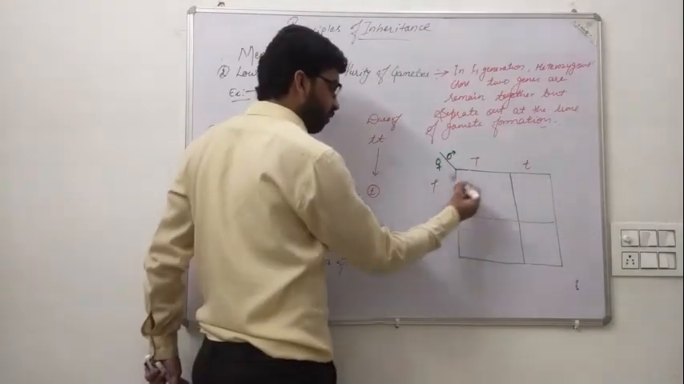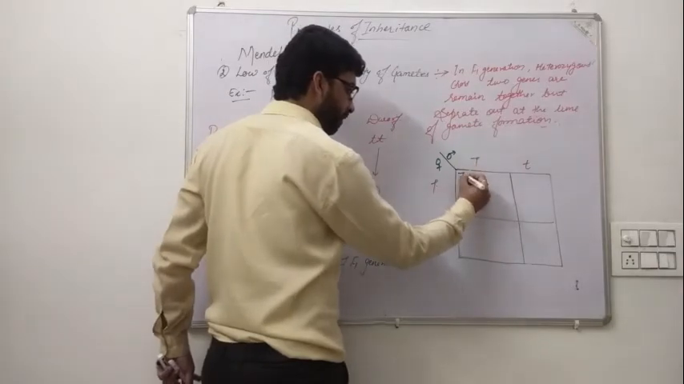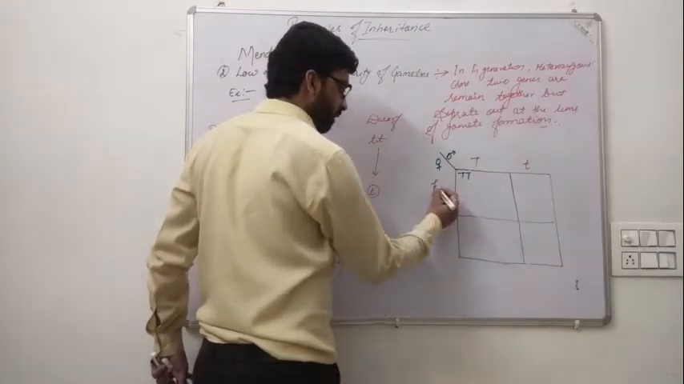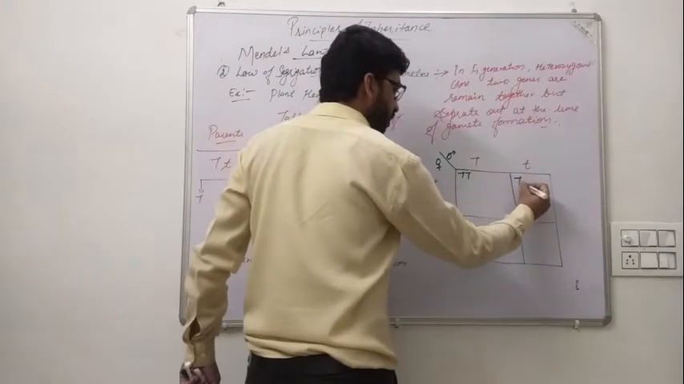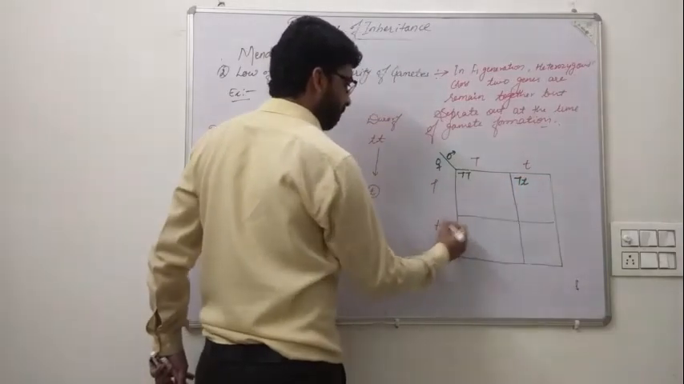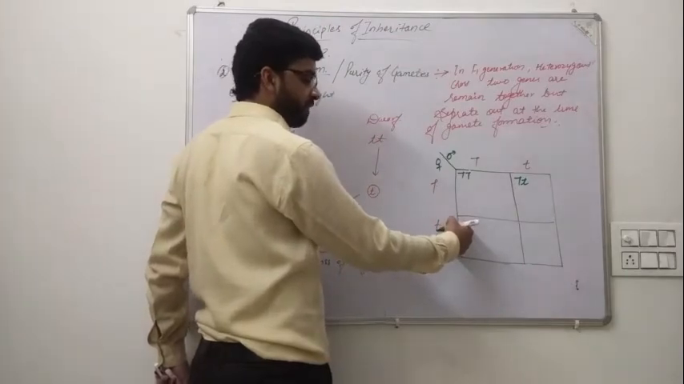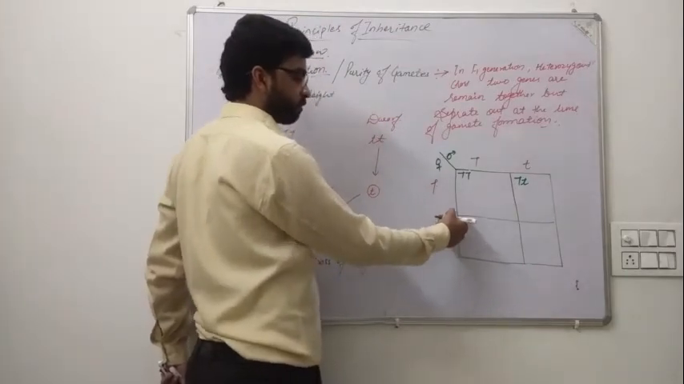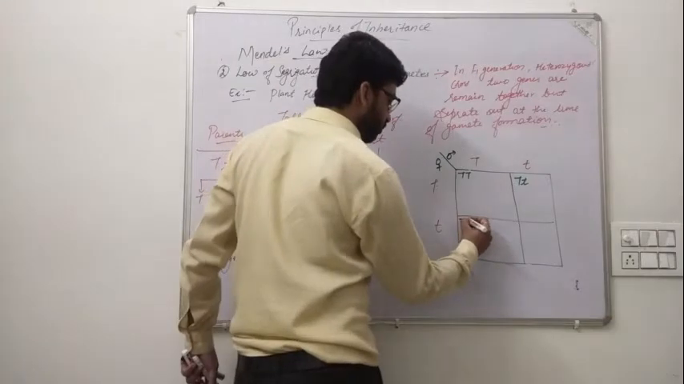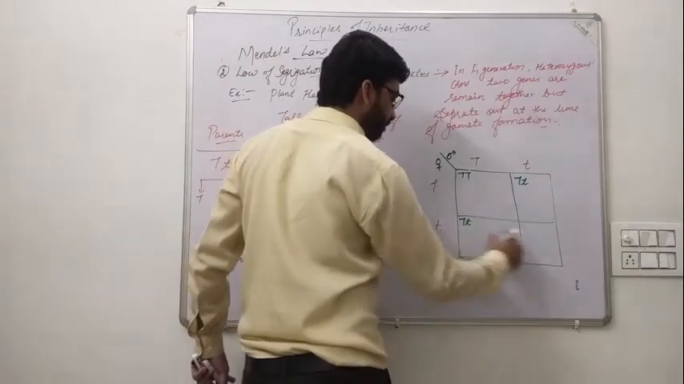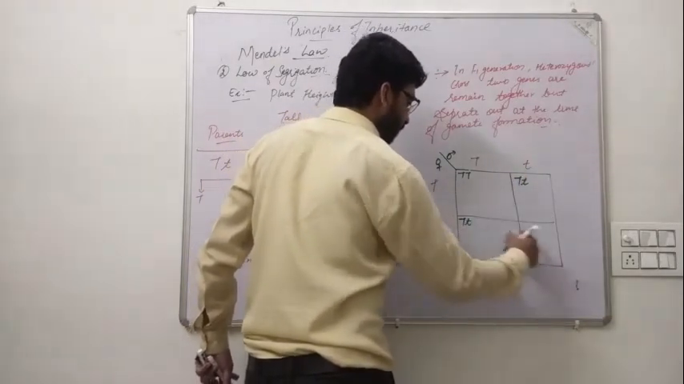Here capital T is crossed with capital T. Capital T crossed with capital T. Here capital T crossed with small t. We write capital T in front, the dominant character in front, to reduce confusion: capital T, small t. And in this block, small t and small t.